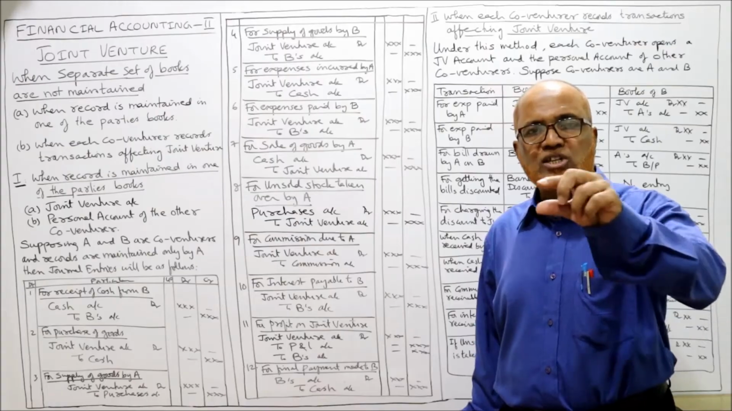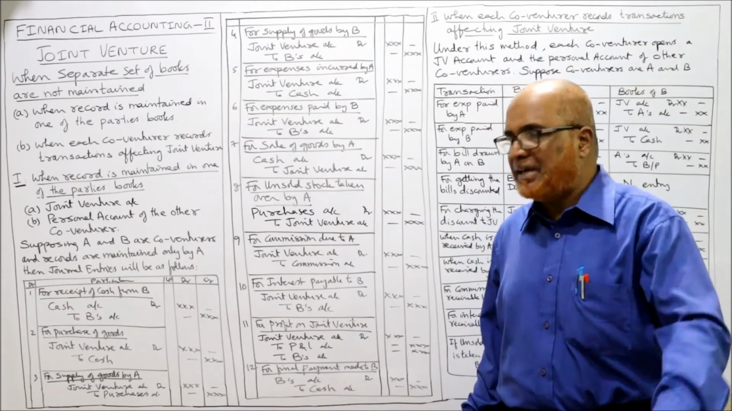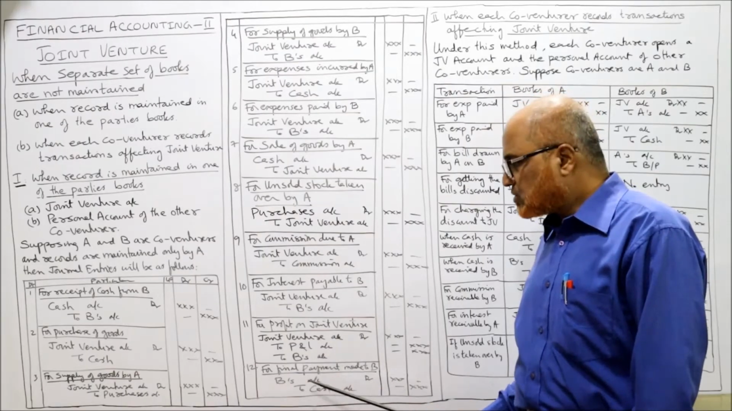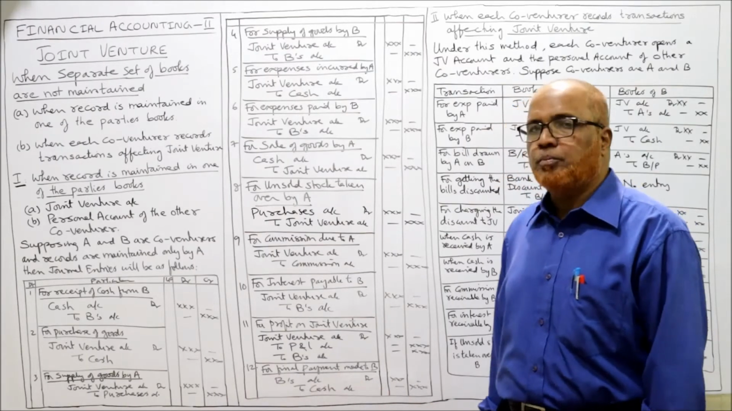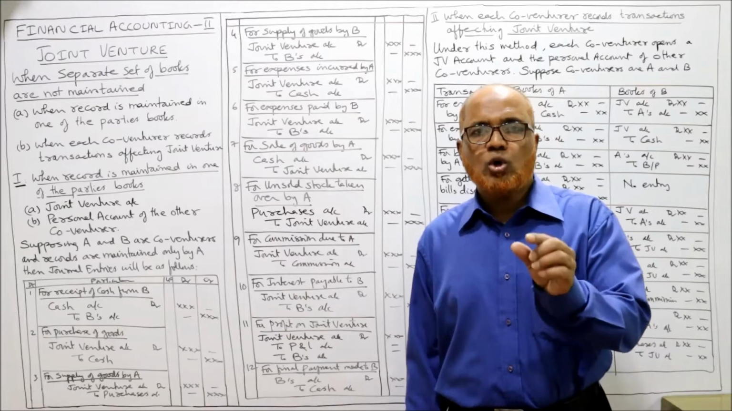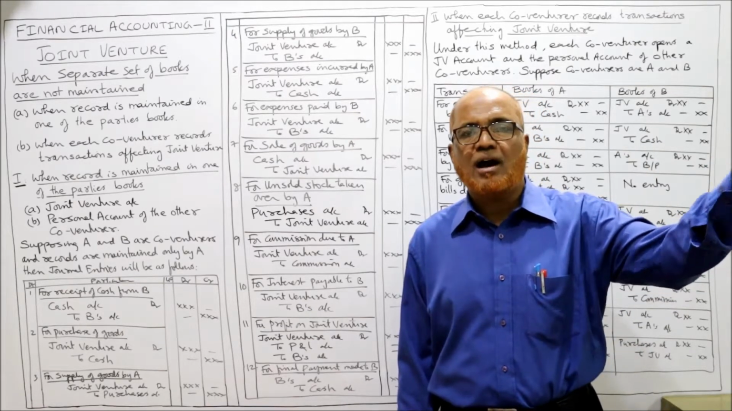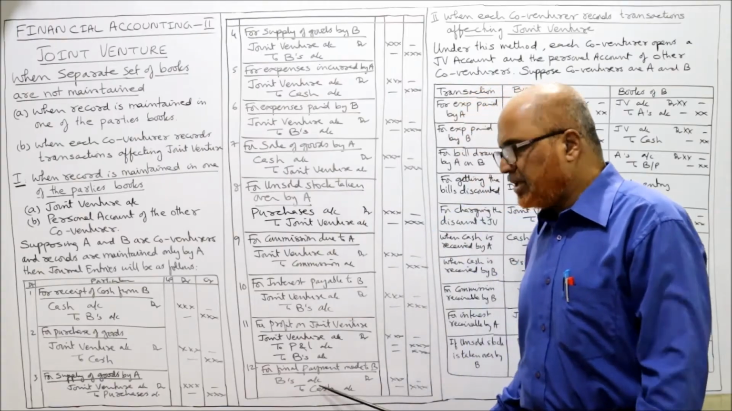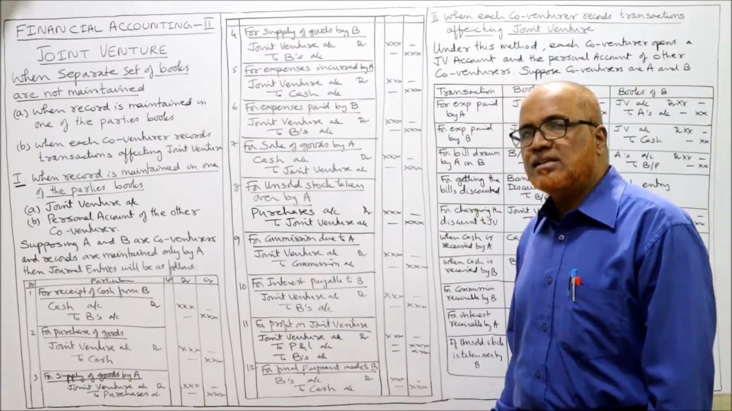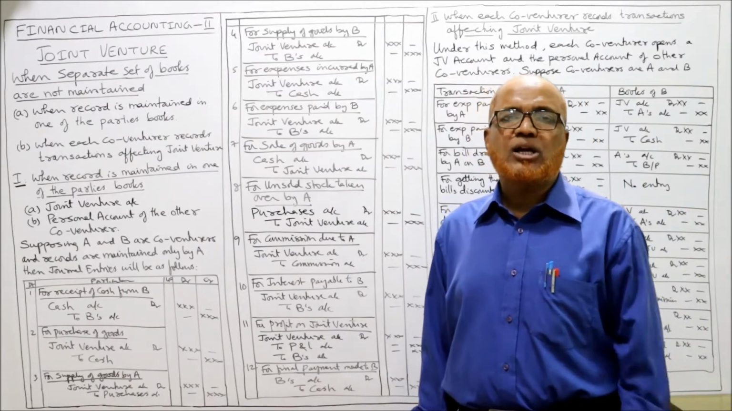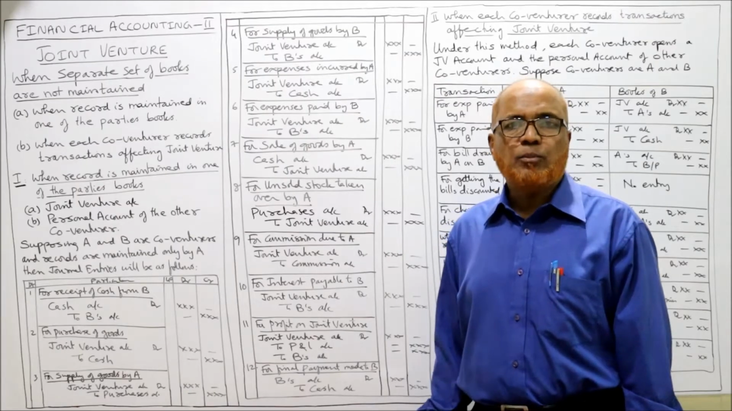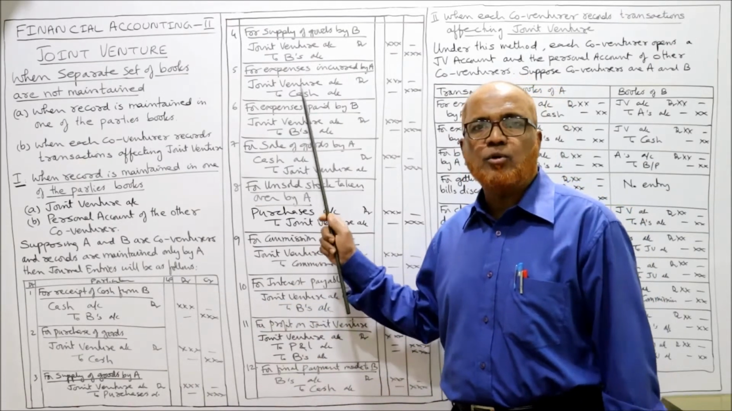तो एंट्री विल बी जॉइंट वेंचर अकाउंट डेटा टू प्रॉफिट एंड लॉस अकाउंट टू बीज अकाउंट. लास्ट वन फॉर फाइनल पेमेंट मेड टू बी. फाइनली जो भी अमाउंट बी को पे कर देना है वो एंट्री हो जाएंगे बीज अकाउंट डेटा टू कैश. बाय पासिंग दिस एंट्री, बीज अकाउंट विल गेट क्लोज्ड इन द बुक्स ऑफ ए. ऑल दीज एंट्रीज आर इन द बुक्स ऑफ ए.